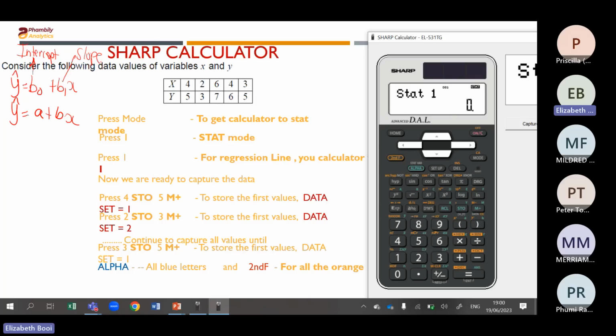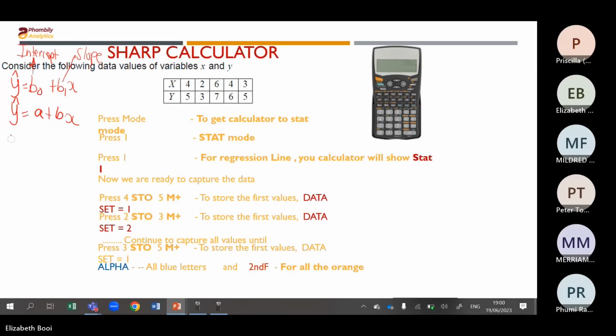Okay, so now let's find our a. We press alpha, and then we press a, and we press equal. And that is 1,659. So Y hat is equal to 1,659.